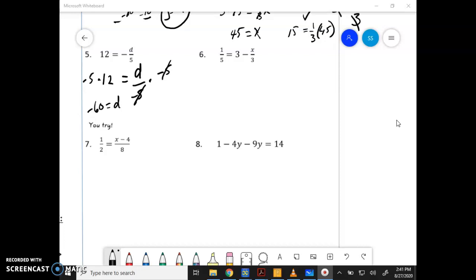So this is a positive 3, so we're going to get rid of it by subtracting 3. That's going to get rid of it. If I do it to one side, I have to do it to the other side. I would suggest using a calculator just so we don't make any simple mistakes. So 1/5 minus 3 is negative 2 4/5.